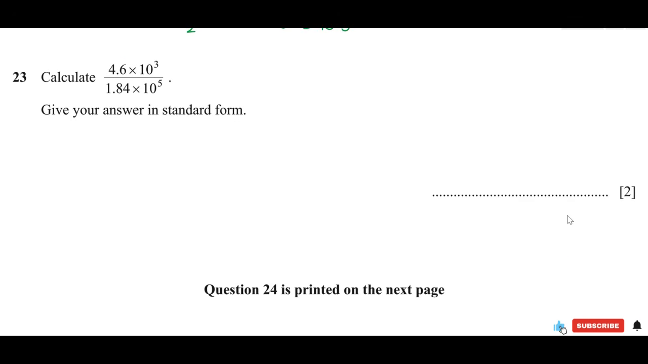Now for question number 23, calculate, give your answer in standard form. Okay. So now let me do the calculation here. So first we can do 4.6 divided by 1.84, and we need to multiply 10 to the power 3 into 10 to the power negative 5. What I did, 4.6 is already here, 1.84, this term is moved to the numerator by a negative power, right? Now use a calculator and simplify this.